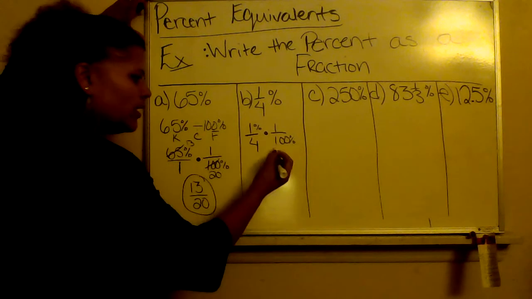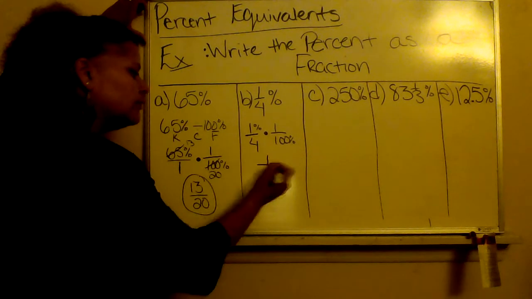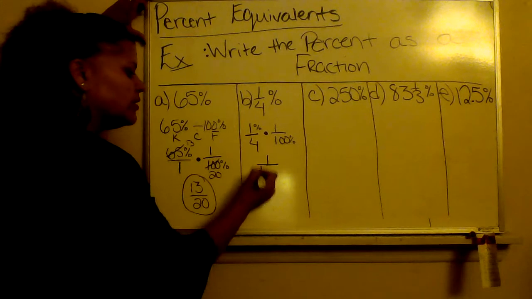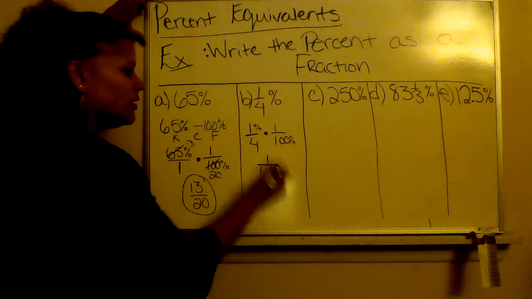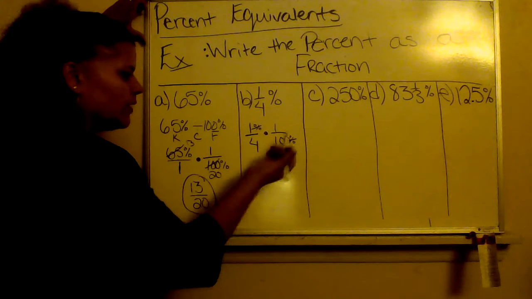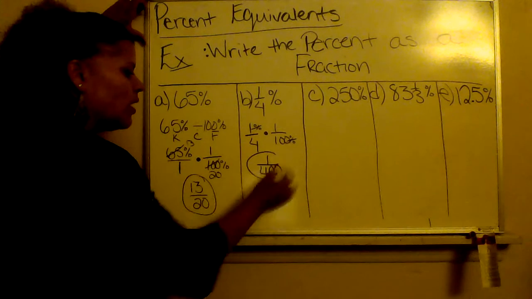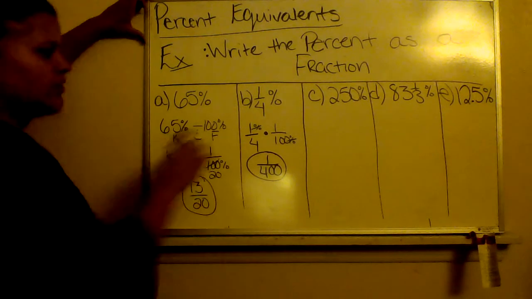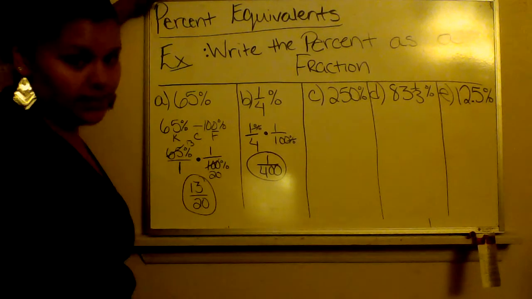1 times 1 is 1. 4 times 100 is 400. And the percents always cancel out because they're right there. So 1 over 400 is the fraction for a fourth percent.